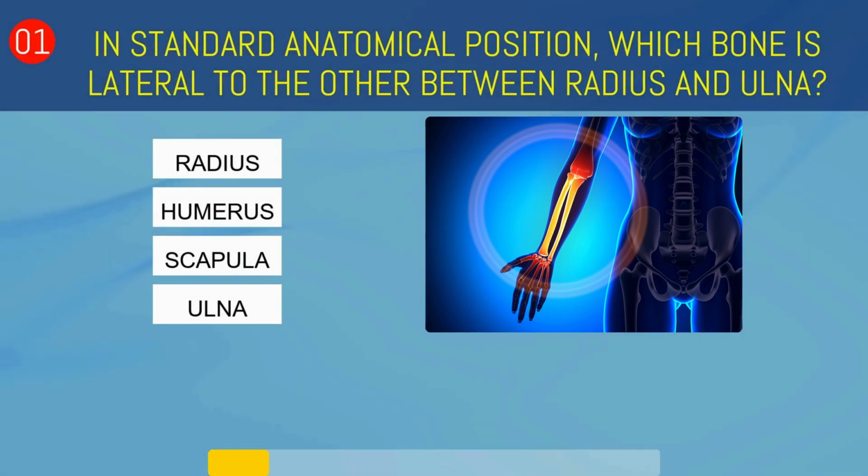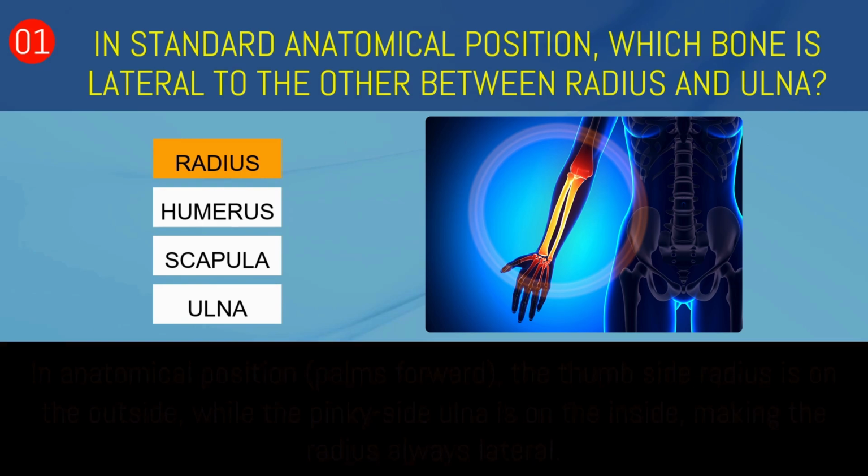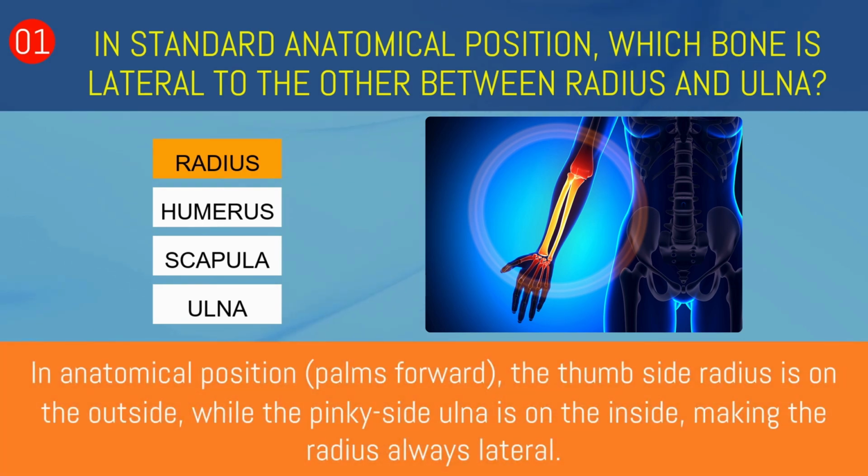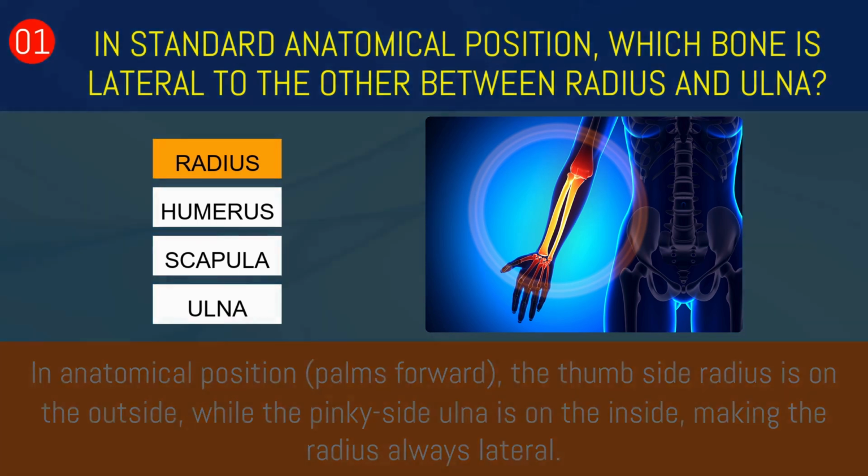In standard anatomical position, which bone is lateral to the other between radius and ulna? Radius, humerus, scapula, or ulna? Radius. In anatomical position, the thumb side radius is on the outside, while the pinky side ulna is on the inside, making the radius always lateral.